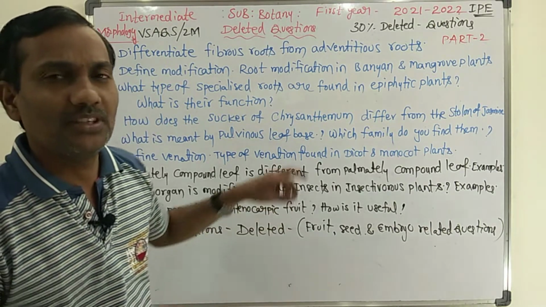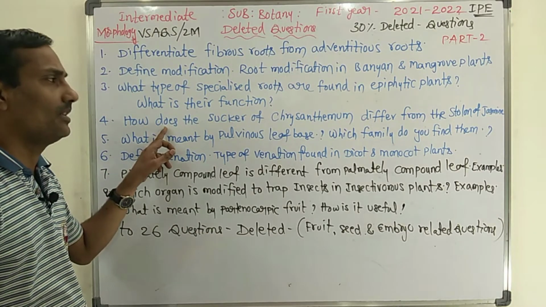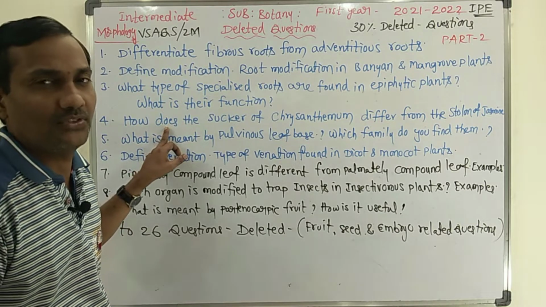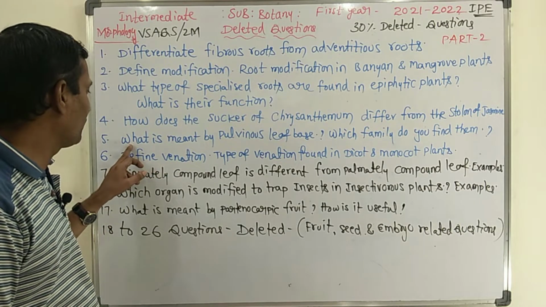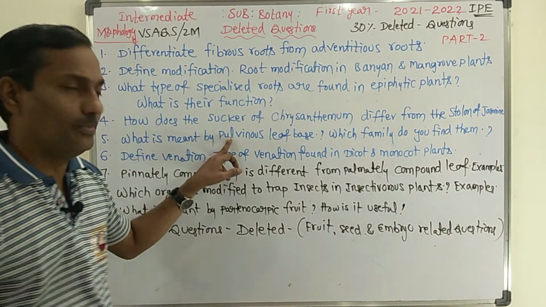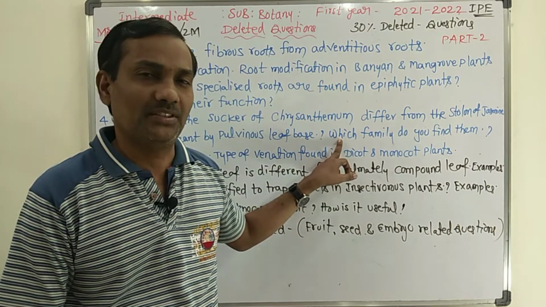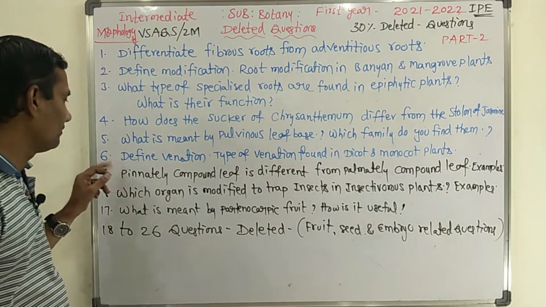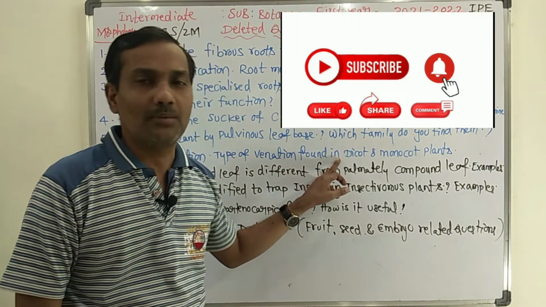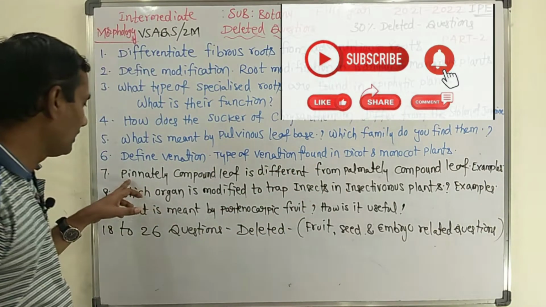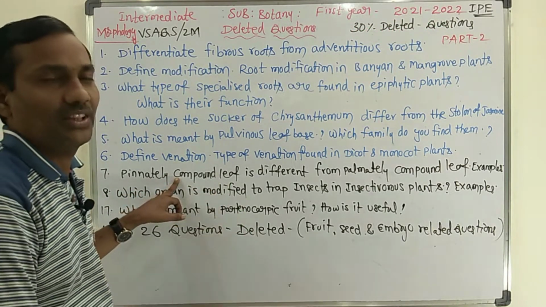What is their function? This question also deleted. Fourth question, how does the sucker of chrysanthemum differ from the stolon of jasmine? This is one more question that is also deleted. Fifth question, what is meant by pulvinous leaf base? In which type of family can you find this type of pulvinous leaf base? That is also deleted. Sixth question, define venation, type of venation found in dicot and monocot plants.